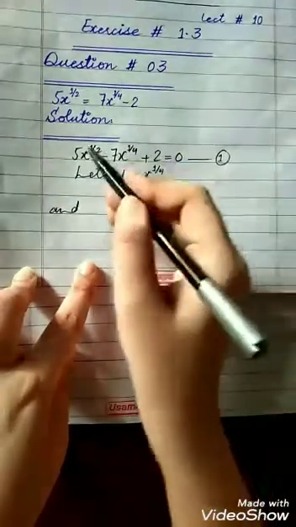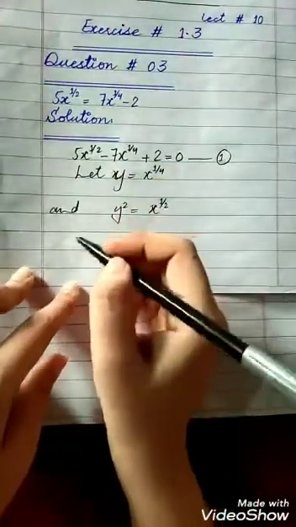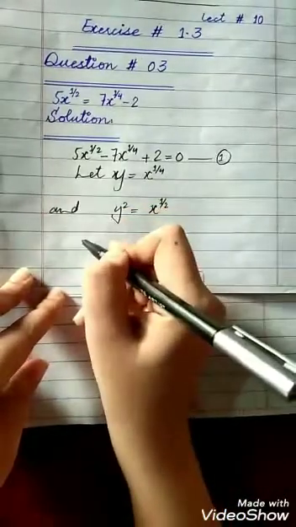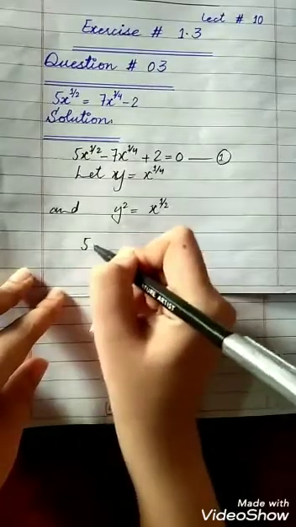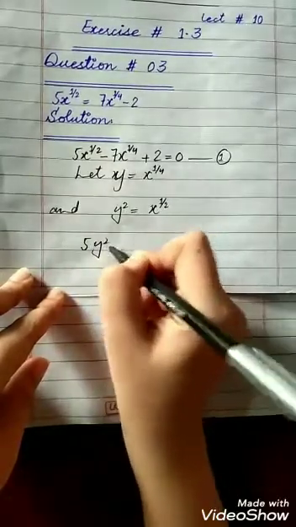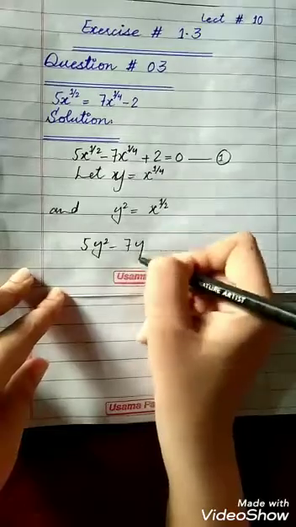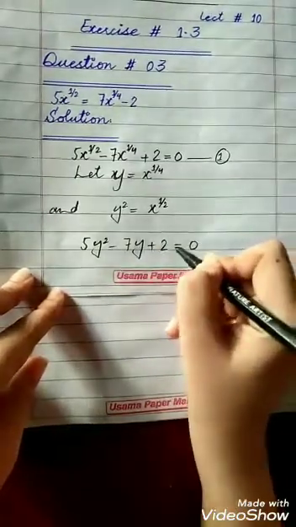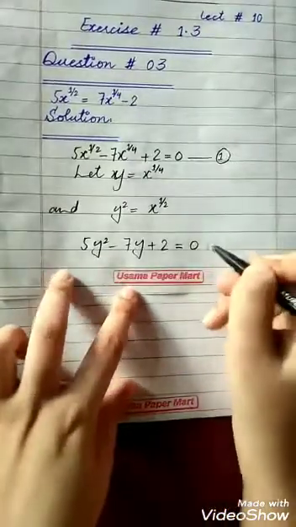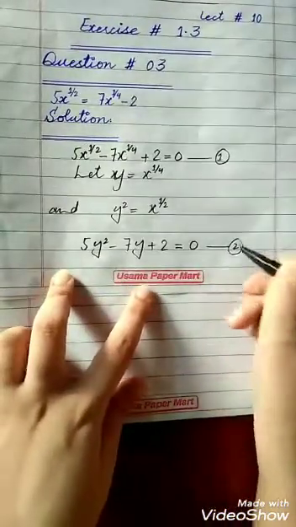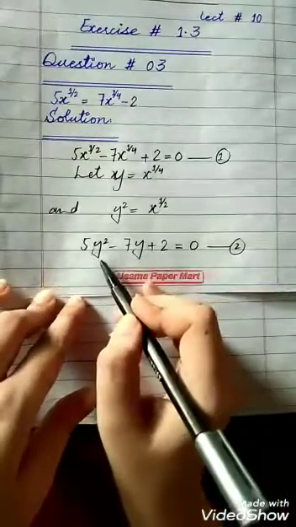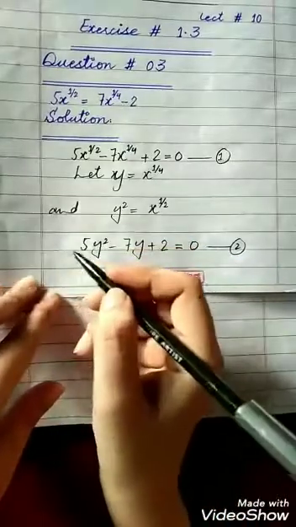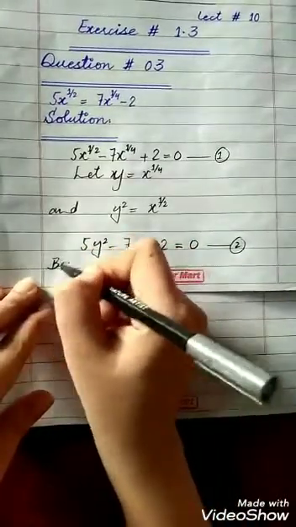So we can place these values here and make our quadratic equation now. This will become a perfect quadratic now, that is 5y square minus 7y plus 2 is equal to 0. So this is now equation two, we can name it. We can apply the factorization method here, and solve and find our solution by factorization.